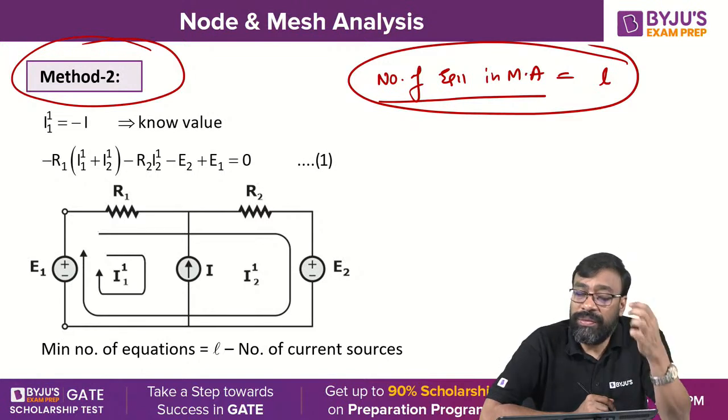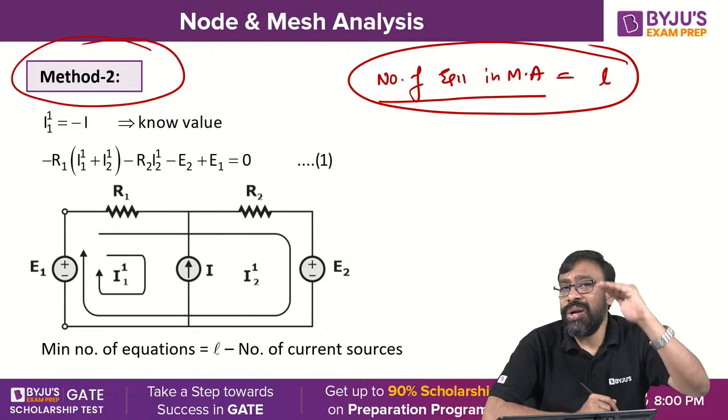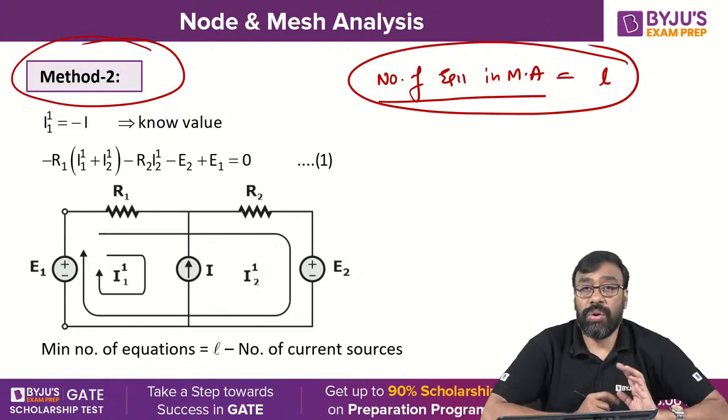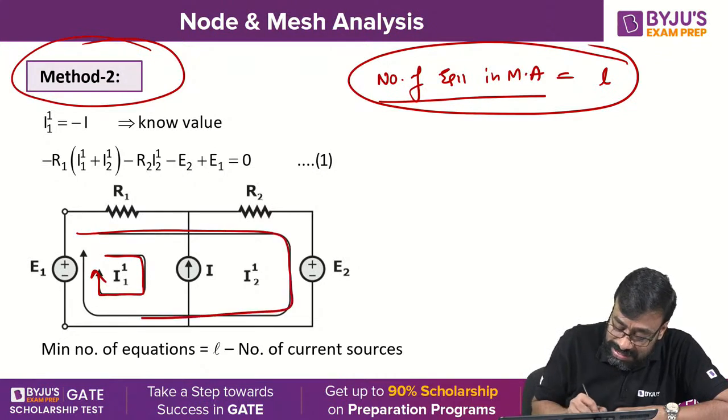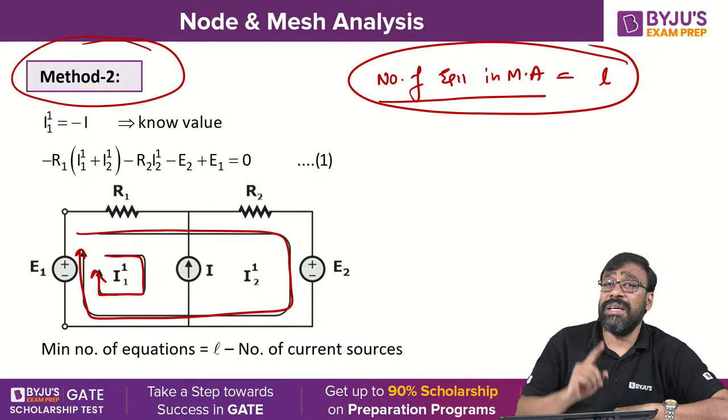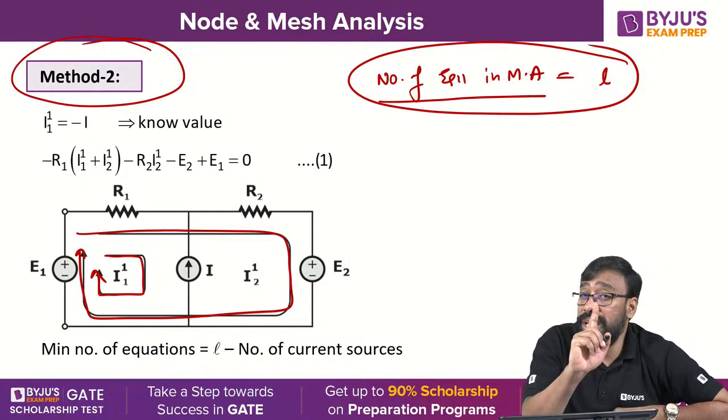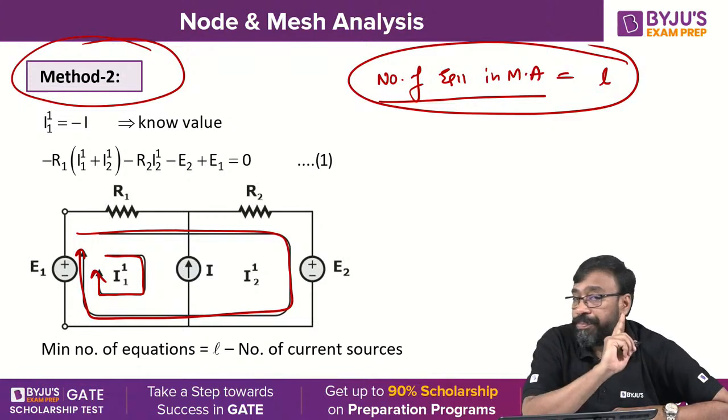And finally, you got two equations in the previous case. Yes or no? But now I am trying to reduce the number of equations. Look at this, how? Loop 1, I am selecting like this. Loop 2, I am selecting like this. The second loop current I have selected in such a way that it is not going to pass through the current source, so that the current source is not a common element.